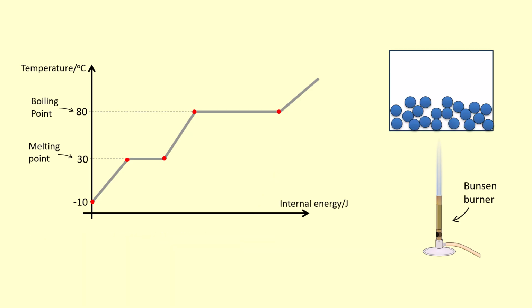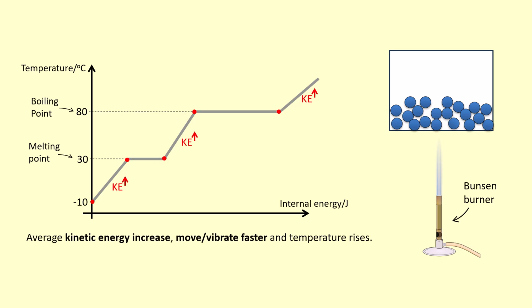Okay, so let's summarize this heating curve. During these diagonal sections where the temperature is increasing, it's the kinetic energy of the particles that's increasing. Okay, the average kinetic energy, that's a better word to use. If it's a solid, we say it's vibrating faster. If it's a liquid or a gas, then we say the particles are moving faster. And that's what causes the temperature to increase.